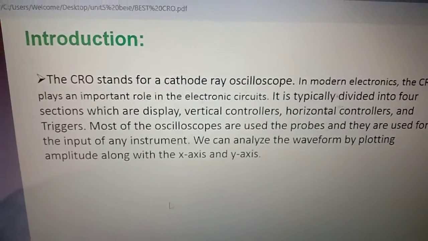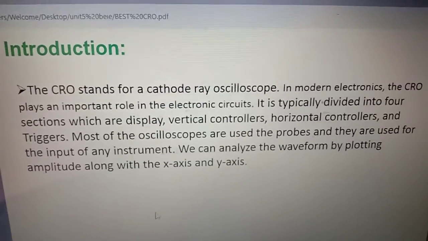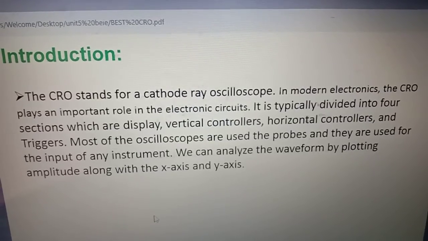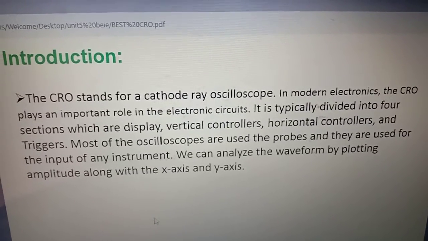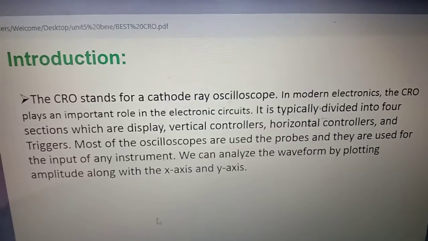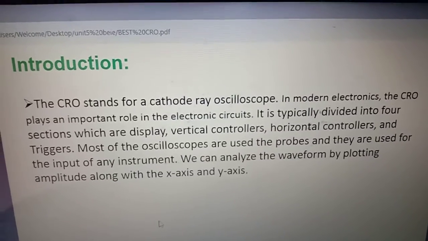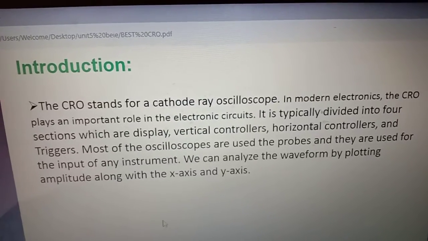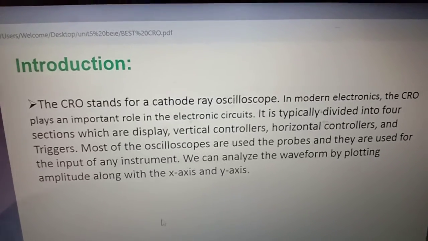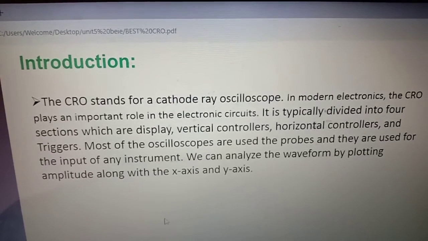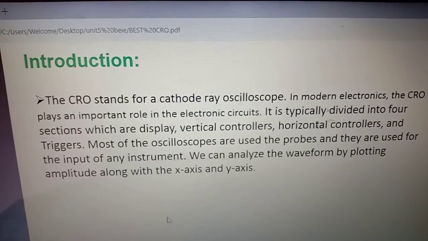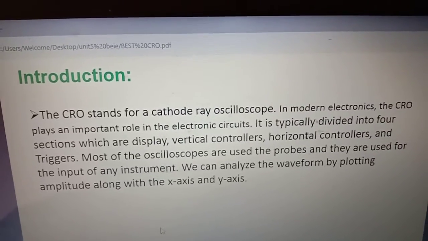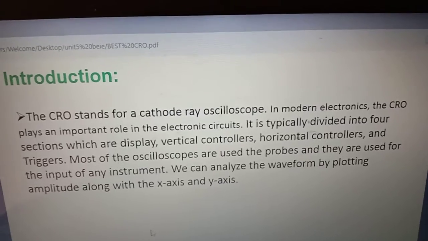What is CRO? CRO stands for cathode ray oscilloscope. It consists of 4 main sections. What are the sections? They are the display section, vertical control section, horizontal control section and triggers. These are the 4 main sections present in the CRO.